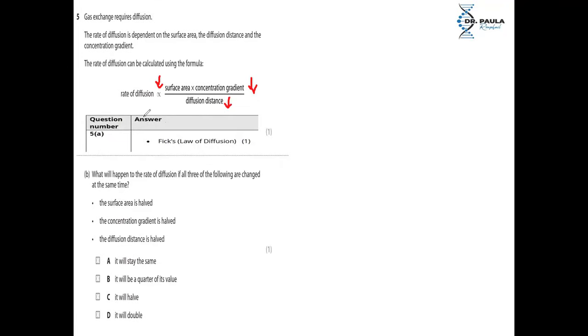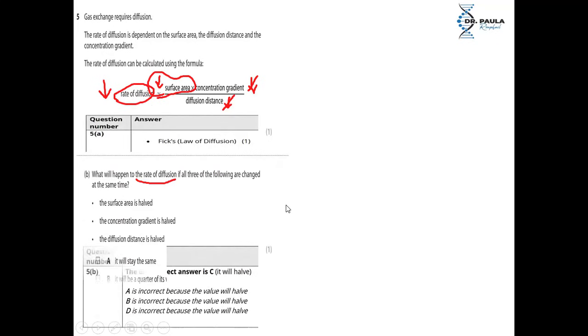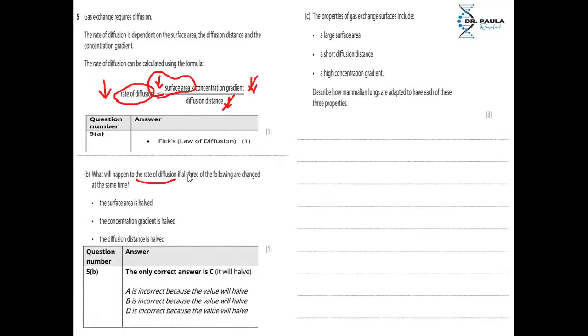Eventually, what do you expect will happen to the rate of diffusion? You can simply think of it that we can remove these 2 factors' changes. So the end result, you will keep only one factor changing, which is, for example, surface area. So the total rate of diffusion will be halving. So the answer is C. It will halve. Perfect. Next question.